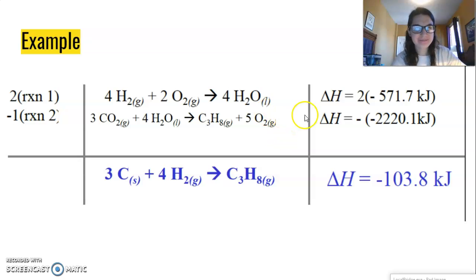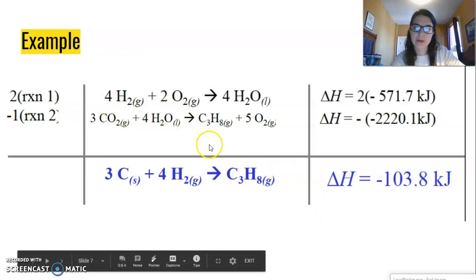So I'm going to want to end up canceling my O2s out, which is something I want to consider when doing reaction number 2. I also see this CO2 that I am not interested in. So I will also want that to cancel out when I add in reaction number 3. My H2Os, which are not in the final equation, do cancel out, so that is a good thing to consider.